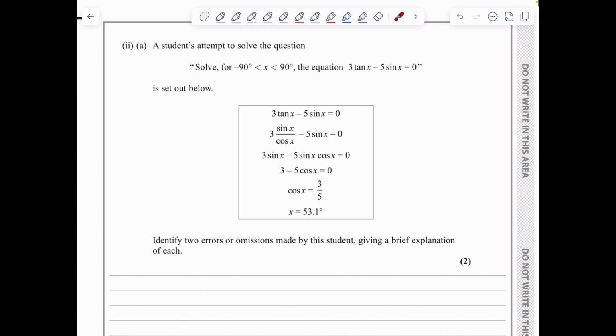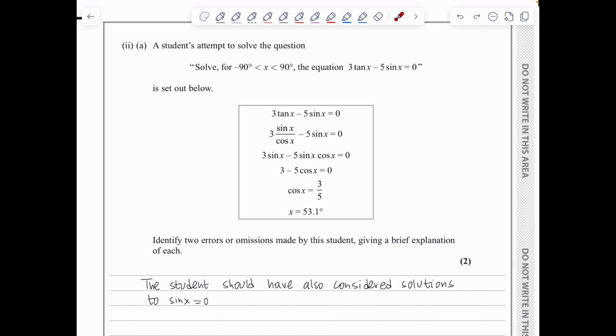So the first thing is when they divided by sine x. Now dividing by sine x means we have completely omitted the fact that sine x is 0 is indeed a solution. They should have actually factored out the sine x, leading to sine x (3 minus 5 cos x) being equal to 0, and this would have led to sine x being 0, giving me some extra solutions. So the first thing we say is that the student should have also considered solutions to sine x is 0.